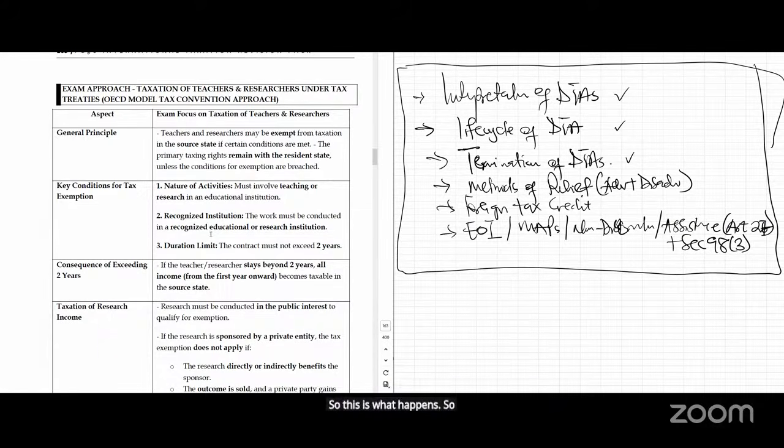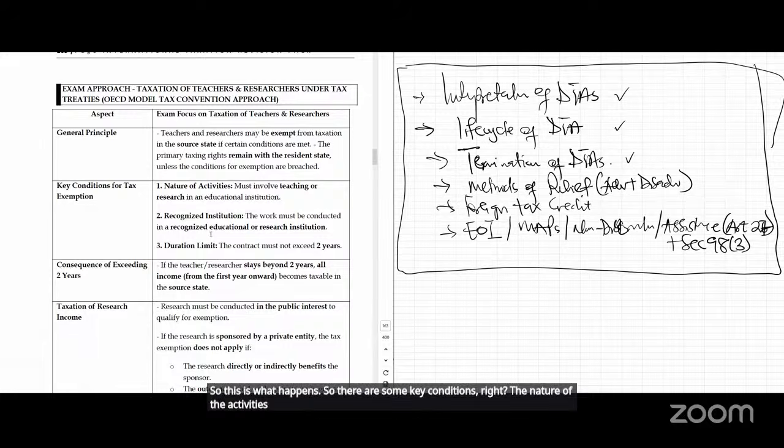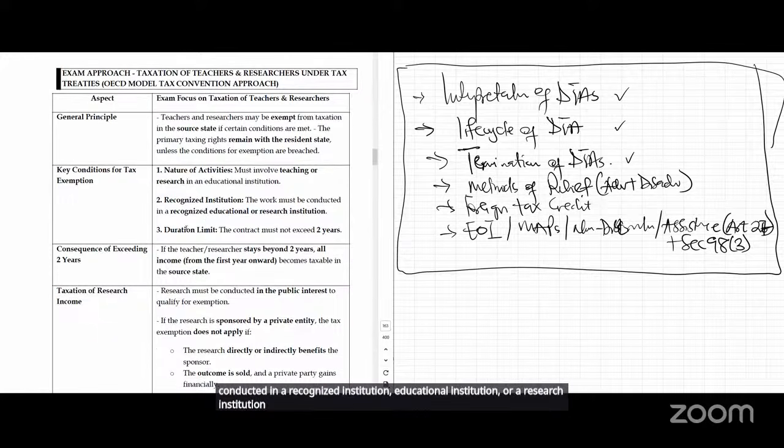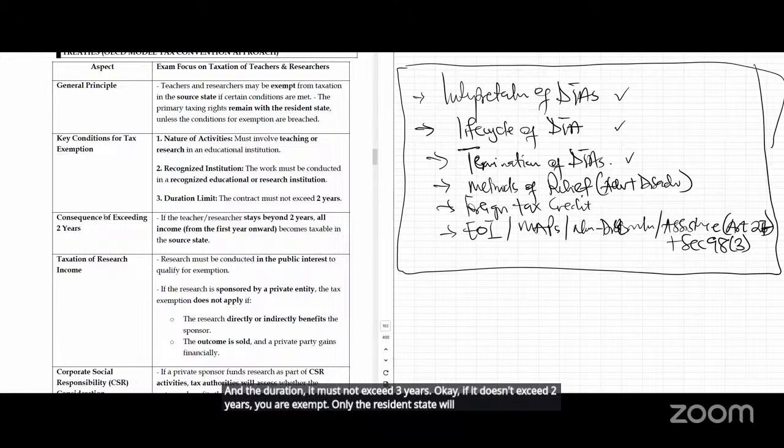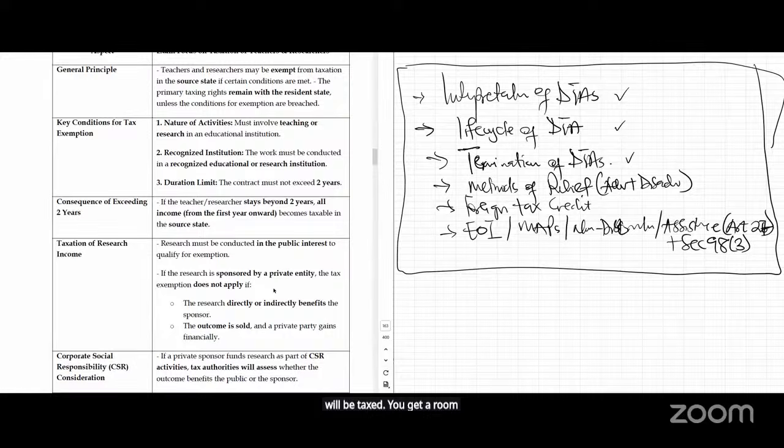So there are some key conditions, right? The nature of the activities: it must involve teaching or research in an educational institution. It must be a recognized institution, meaning the work must be conducted in a recognized educational institution or a research institution. And the duration must not exceed 2 years. If it doesn't exceed 2 years, you're exempt and only the resident state will tax you. But if it exceeds 2 years, all the years from year 1 will be taxed. And if the research is of public interest, that's where you qualify for exemption.